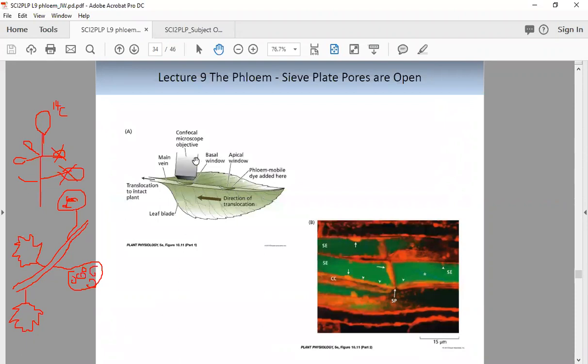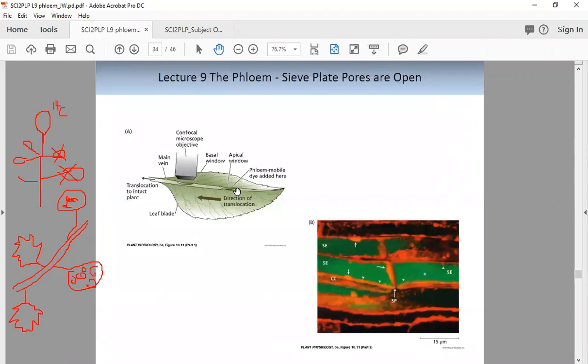Then placing the objective from a confocal scanning laser microscope over this window, looking into the phloem, and then adding a fluorescent dye into the phloem here, somehow without damaging it, and then looking at whether that fluorescent dye appears in this window as you're looking down through the microscope. And which of course it did.